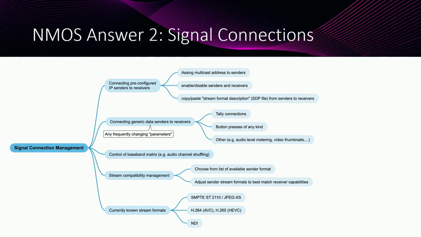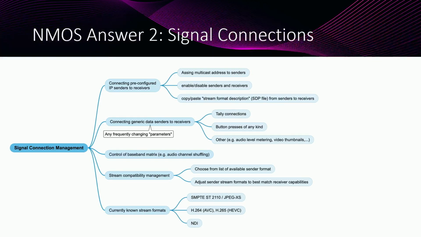And by the way, stream formats, there is actually quite a selection being known in NMOS. It's not just 2110 and JPEG XS now, but it's also H.264, H.265, even NDI is now being kind of specified how you would do that. It's not quite finished there, but those are all topics which are in focus. So this is signal connections. All these topics are described in NMOS.